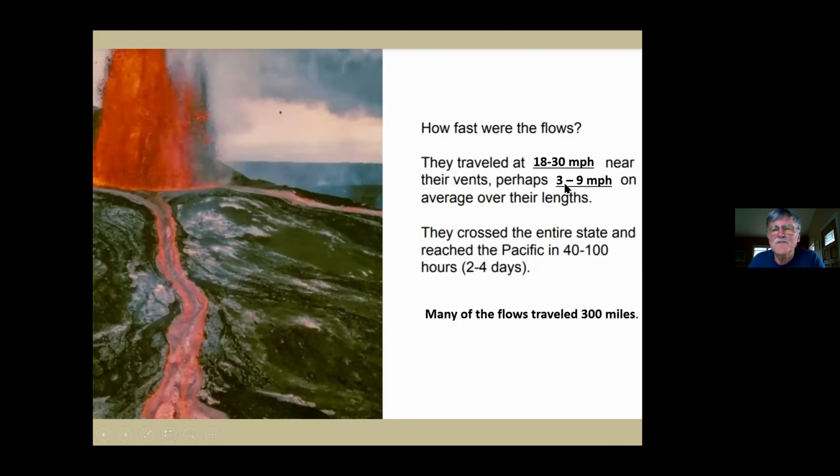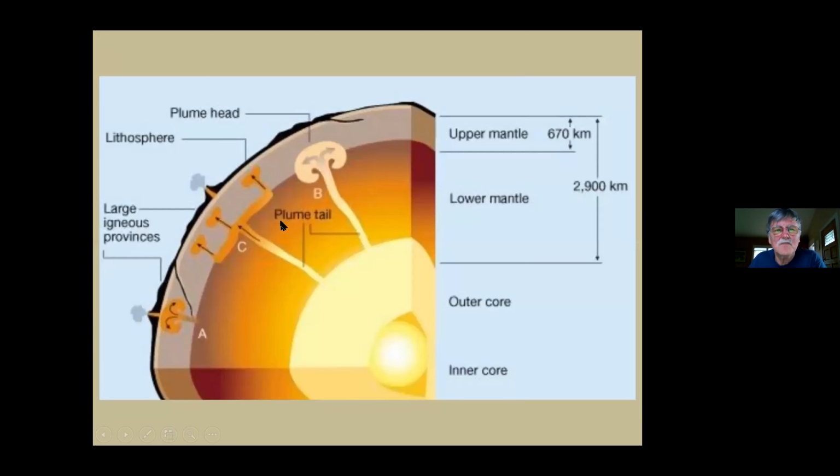You could not outrun these things. It must have been just amazing. As they come out, they're about 18 to 30 miles per hour. And then all the way to the ocean, they average 3 to 9 miles an hour. And that's 2.5 miles thick, so about 300 of those things over that extent of time. Oh, do remember though that between each lava flow might be a couple hundred thousand years. So you had a lot of soil and vegetation forming until the next one.